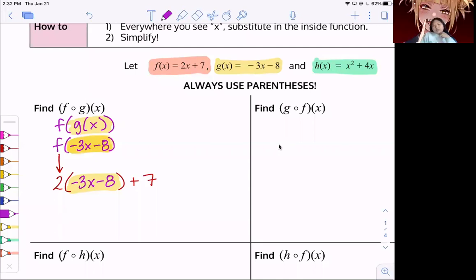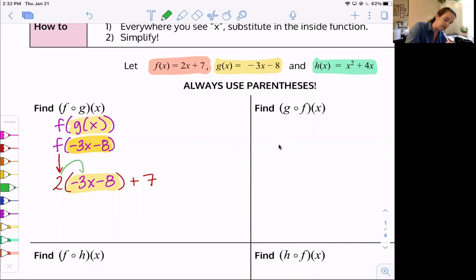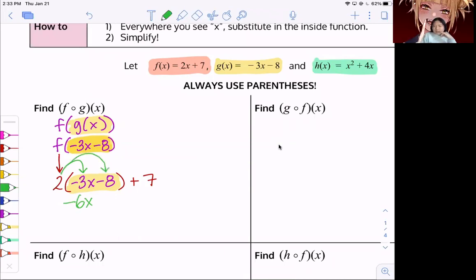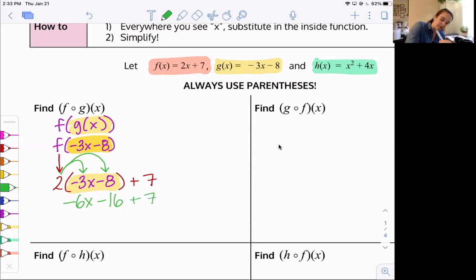Do you have to distribute the 2? I can distribute the 2. Zephyr, can you help me distribute the 2? What does that look like? 2 times this, what is it? 2 times negative 3 will be negative 6x. And then? Minus 16. Yes, perfect. Minus 16. Yes, that's distributing. Jasmine, thanks for that in the chat. And then I have the plus 7 from before.